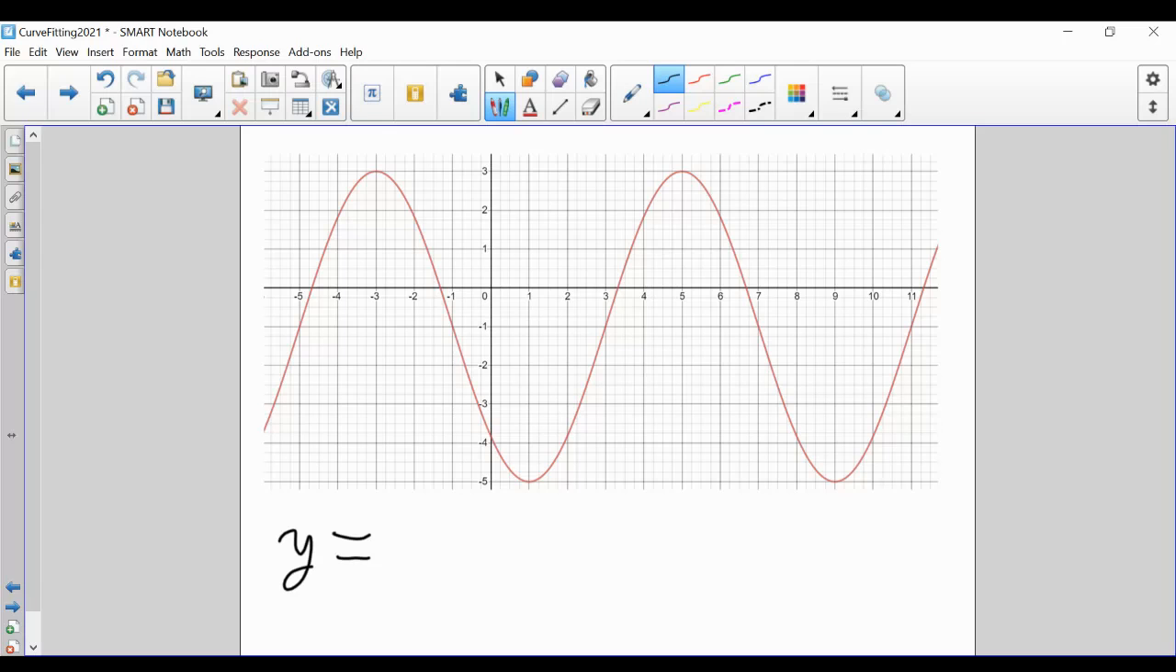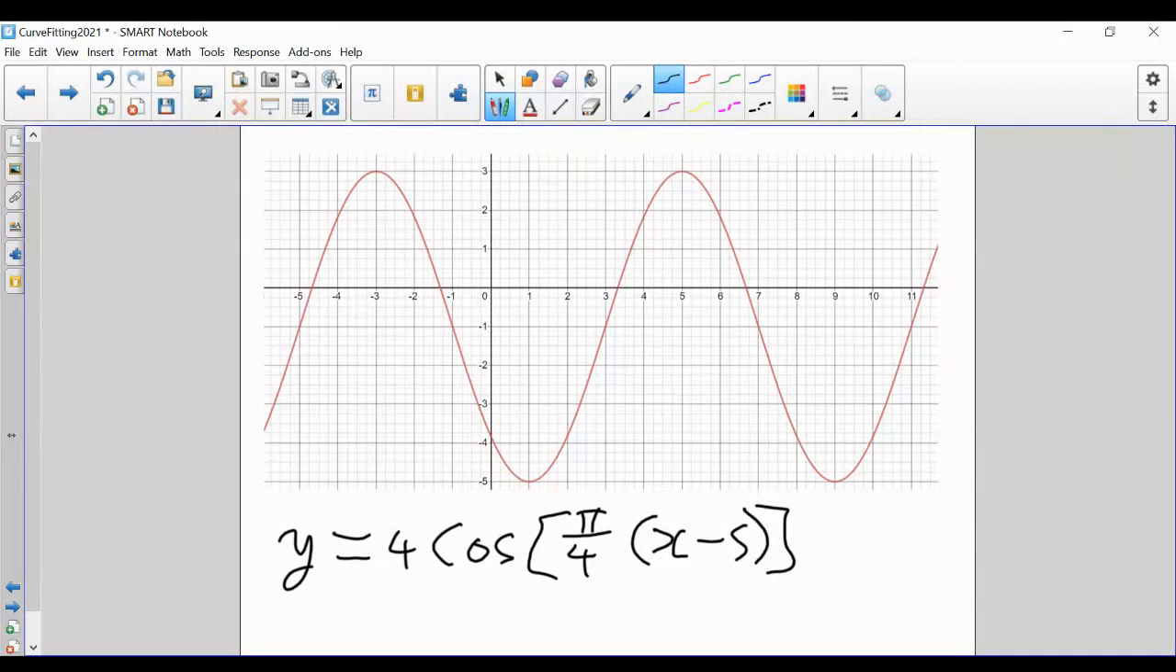I'm going to write down exactly what he says. So 4 cosine pi over 4, and then x minus 5, close bracket, minus 1. You might be wrong. All right. There's always that possibility. We all make mistakes. But let's just check in with the room on what Hussein said.